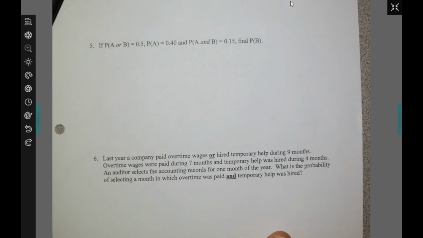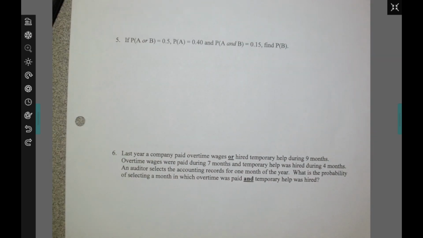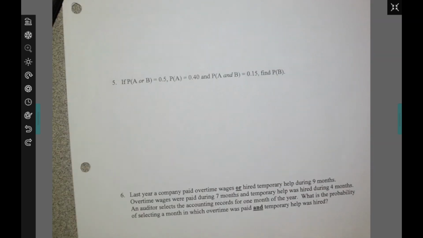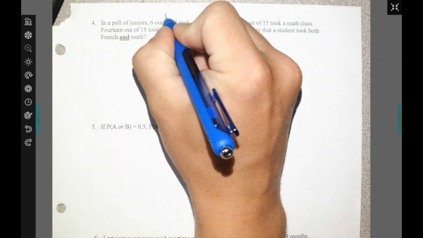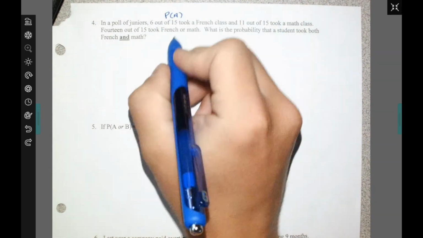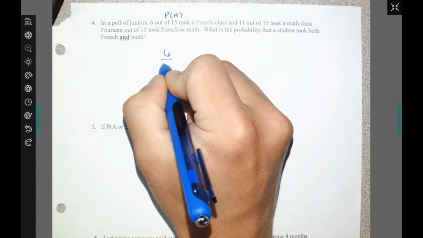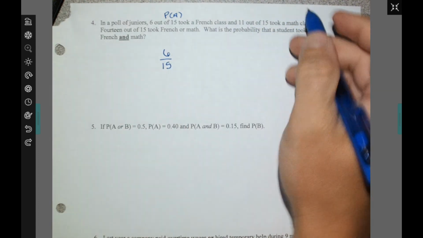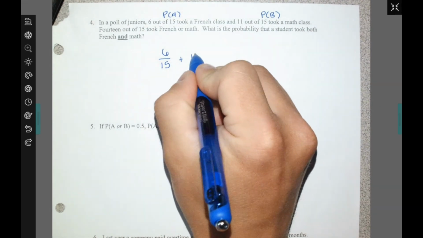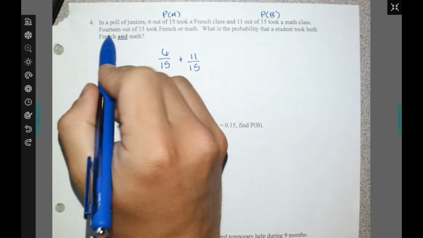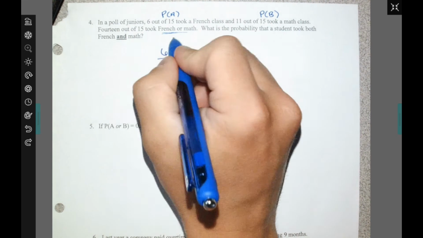Okay, so the types that I worry about a little bit, and it's not really worrying, but they're a little different, are problems like example 4. So it's real important that you go through and label all these events. So you have juniors that took a French class. This would be event A. Okay, so the probability of taking a French class is 6 out of 15. 11 out of 15 took a math class. That's your probability of B. And it says 14 out of 15 took French or math. So this is A or B.